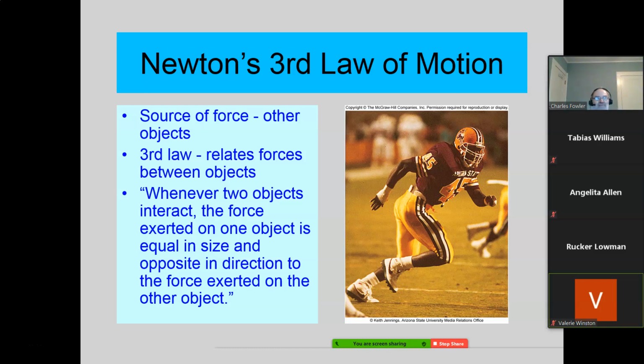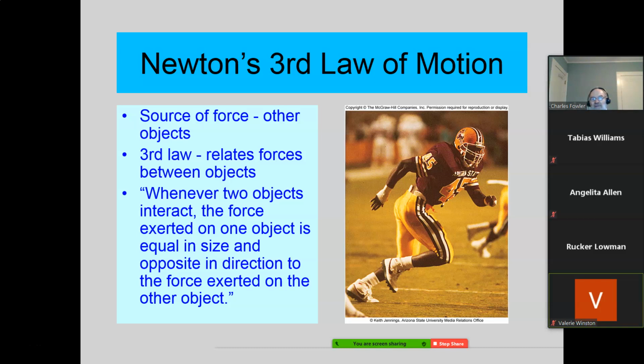Let's go back to kicking the bowling ball. Not a good idea, remember? It's rolling down the lane, and you try to kick the ball while it's rolling down there. It's going to hurt your foot big time, because you have now exerted a force on the bowling ball. But guess what? That bowling ball also exerted a force on your toe. That's the third law. It relates the forces between two objects.